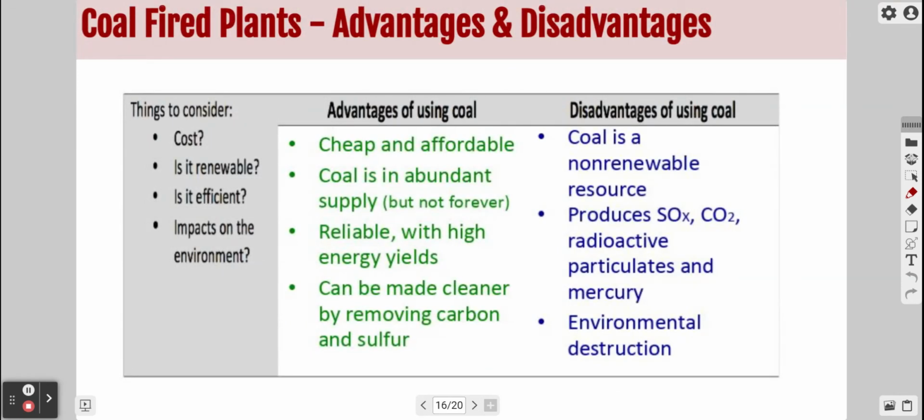Coal-fired plants, again, same kind of idea. This is kind of looking at the advantages and disadvantages, and we're going to be drawing this into an assignment in the second chapter, but this you might find useful here just to make sure you understand.